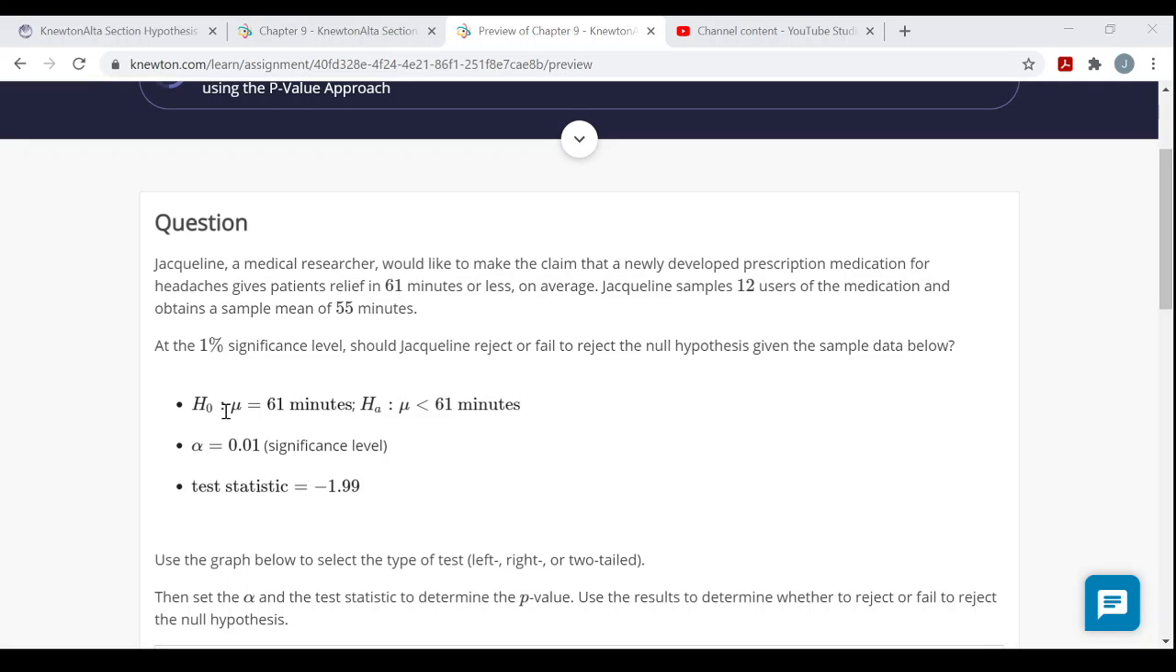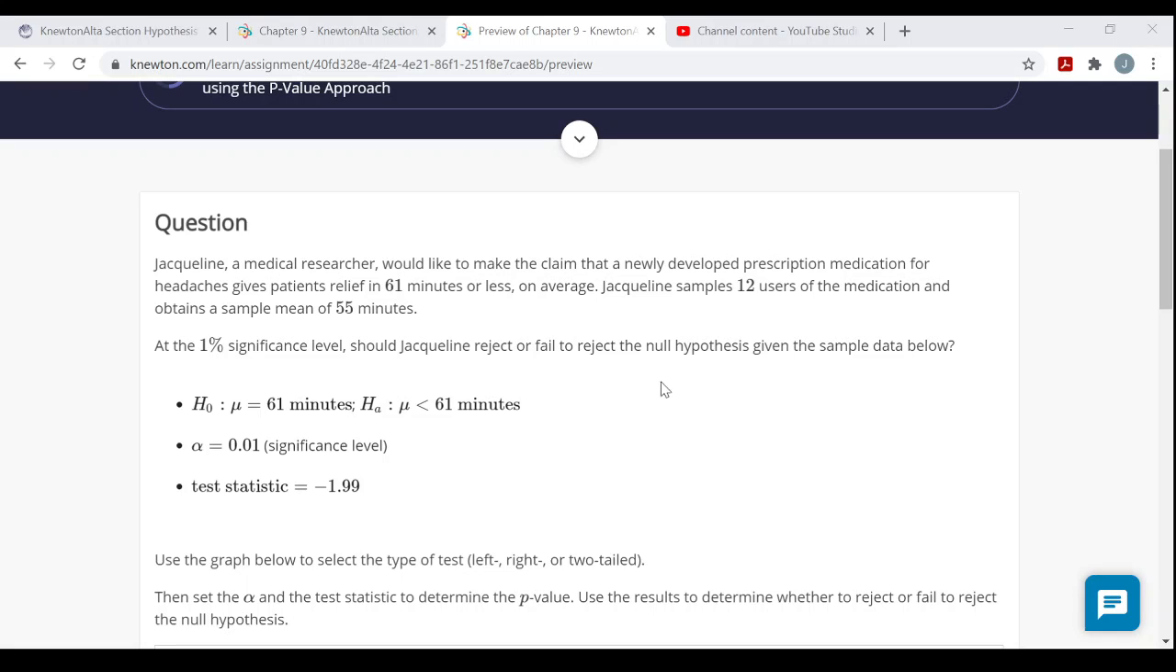Alright, so the null hypothesis she has set up is that the mean is 61 minutes. This is what's going to be assumed. You're going to assume the mean is 61 minutes. And then her claim is about the mean being less than 61 minutes on average. I know it says 61 minutes or less, but they've just put the less here, because remember, the alternative hypothesis doesn't involve equals. So the alternative hypothesis reflects her claim that the mean is less than 61 minutes on average. The alpha, the significance level, they said was 1%, so 0.01 here.